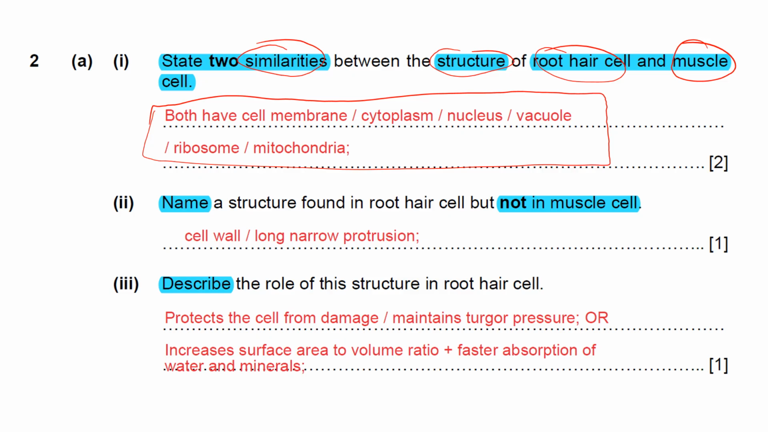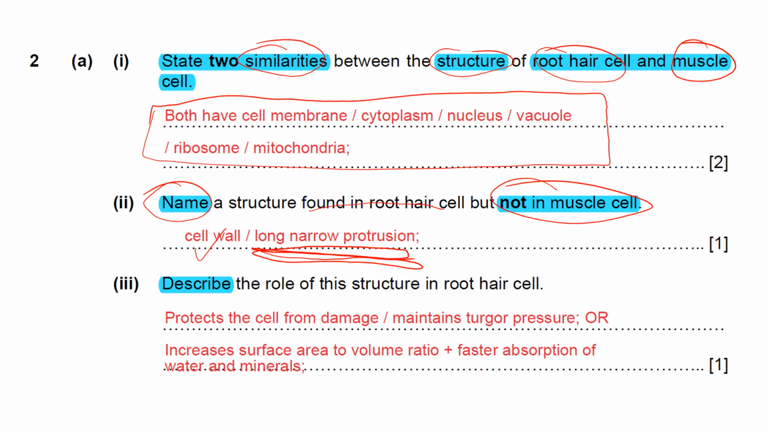Part 2. Name a structure found in root hair cells, but not in animal cells, not in muscle cells. Okay, so for this one, because root hair cells have no chloroplast, you cannot use chloroplast. Okay, you can use cell wall because a root hair cell is a plant cell and all plant cells have cell wall. You can talk about the shape of the root hair cell because it's unique. You can say long, narrow protrusion. This is okay because animal cells don't have a long, narrow protrusion.